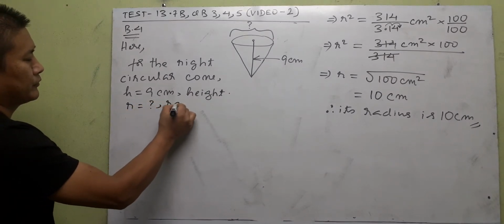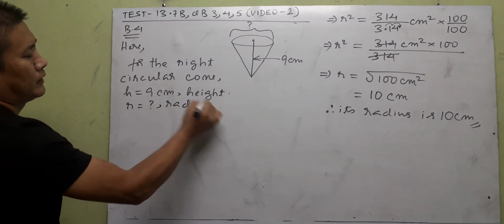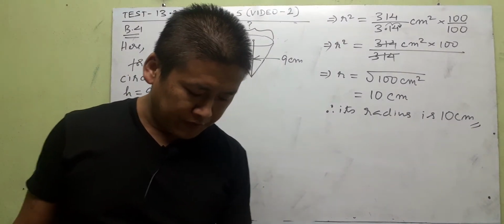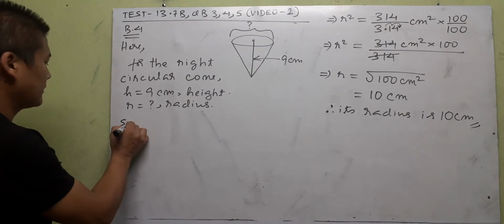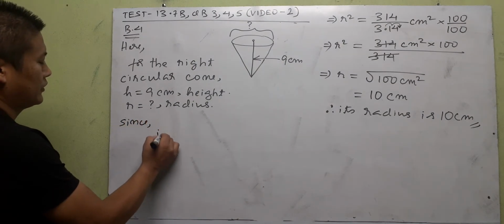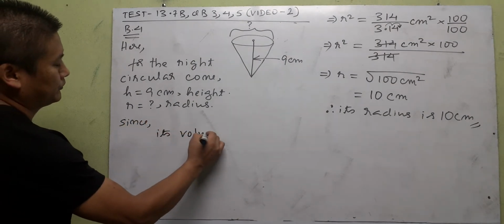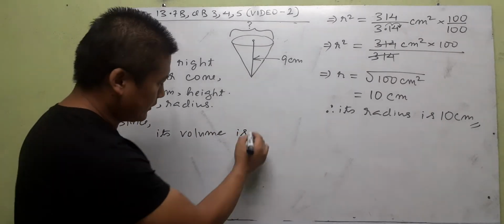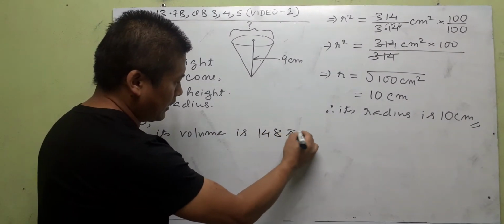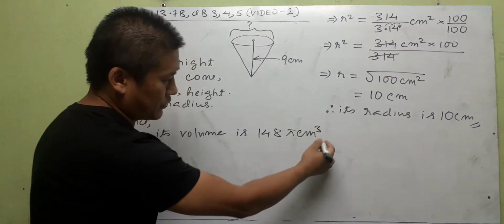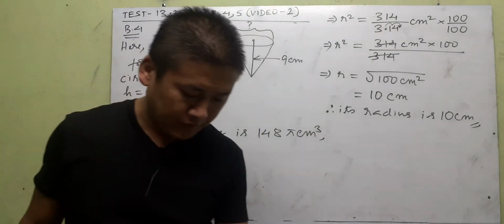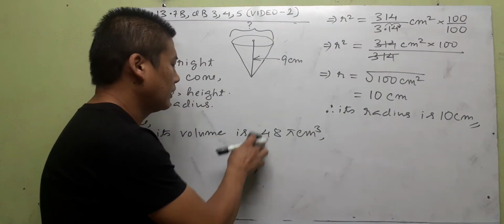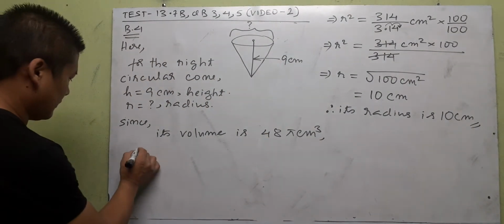Radius is missing. We have to first find that out, and we can easily get the diameter after that. One more thing is given: its volume. According to the question, the volume is 48 pi centimeter cube. So that means we know the formula.